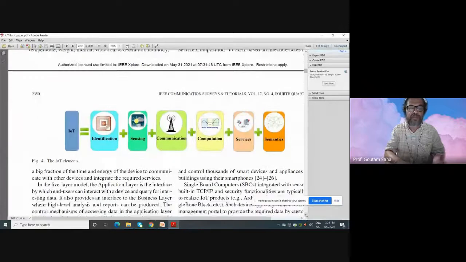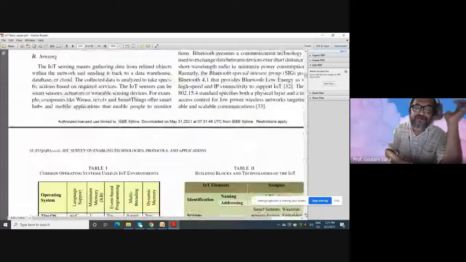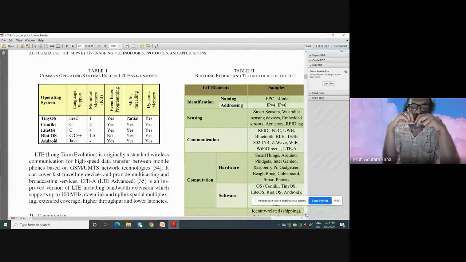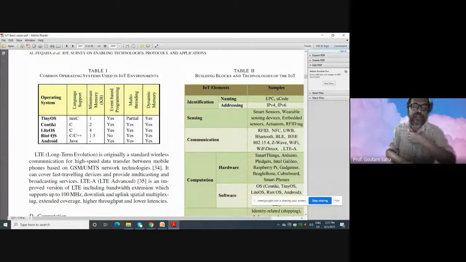Now, I'm just showing you in a nutshell so that it becomes easy reading for you. See here, these are the ways. Ways is very important: TinyOS, Contiki, LiteOS, RIOT, and Android. Can you see this paper? Please, somebody respond. Yes, sir. Okay, thank you. These are very important things, but they are not applicable to our systems.